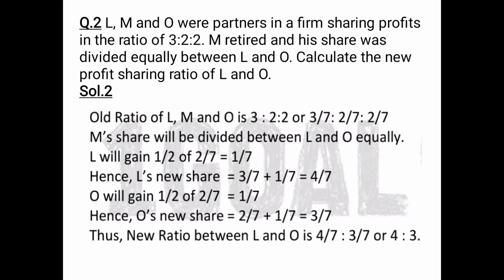O will gain again half of 2/7, that is the retiring partner's share, that means 1/7 will be the gaining share. Hence, O's new share will be his old share, that is 2/7, plus his gaining share 1/7, which makes his new share 3/7. Thus, the new ratio between the remaining partners L and O is 4/7 and 3/7, or we can say 4:3. So this is the case in which the remaining partners acquire the share of the retiring partner in a certain ratio.